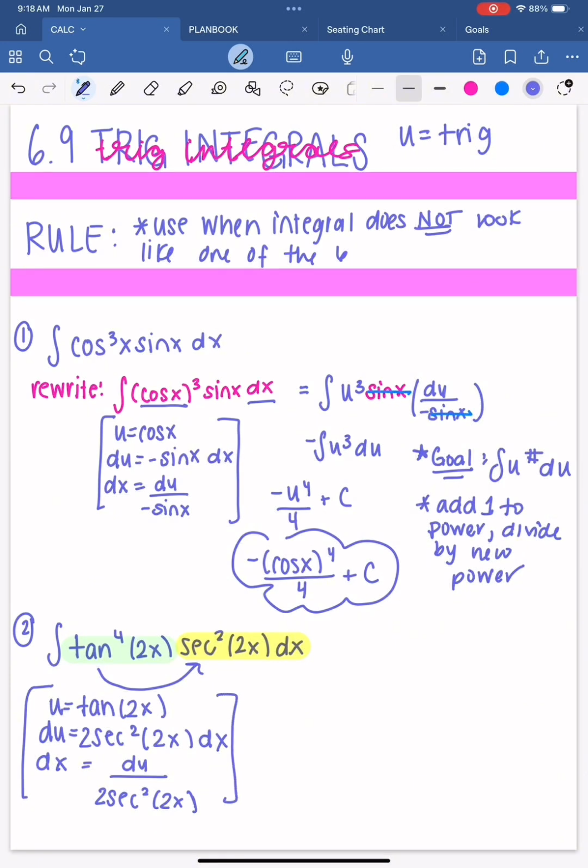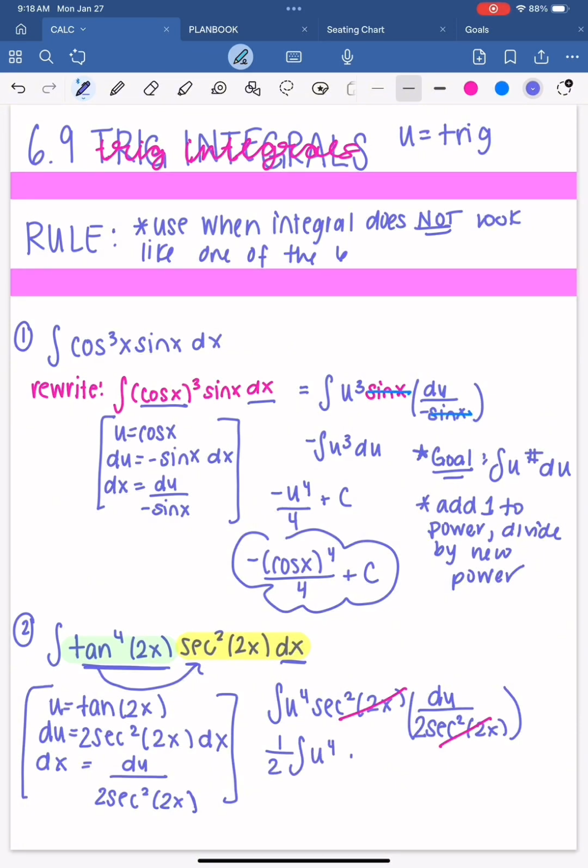So now when I plug in, we're only going to plug in for what I underlined. The secant squared is going to cancel. So we're going to have u to the 4th, secant squared 2x, don't touch it, it's not underlined. And then dx is going to be du over 2 secant squared 2x. So my secant squared 2x's are going to cancel. We're going to bring the 1/2 in front so we don't lose it. And then we can see that we reached my goal. My goal is to have u to some number, and I do.